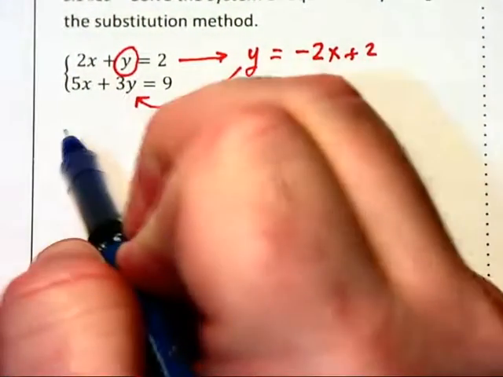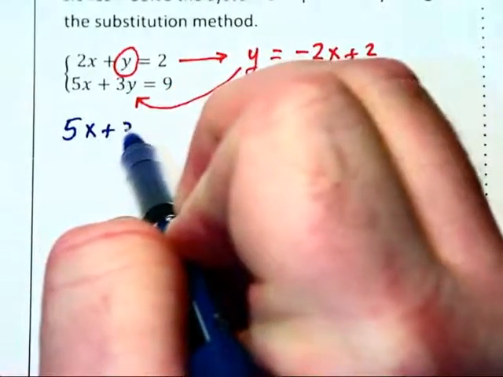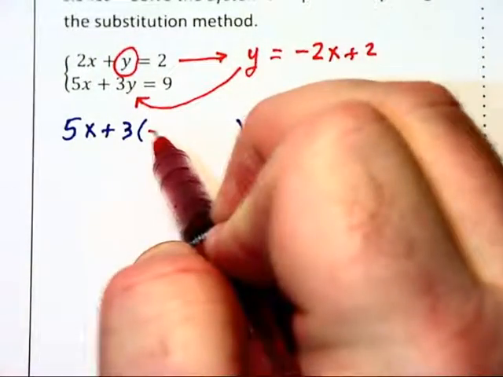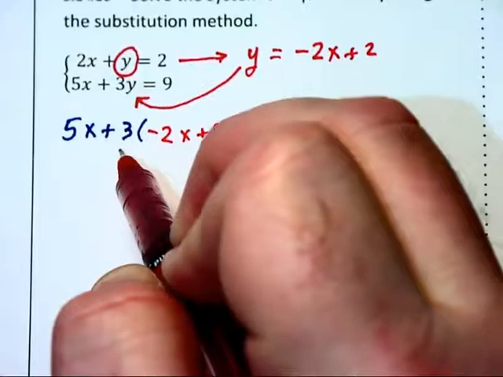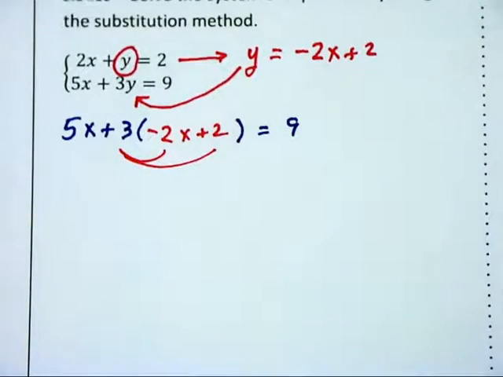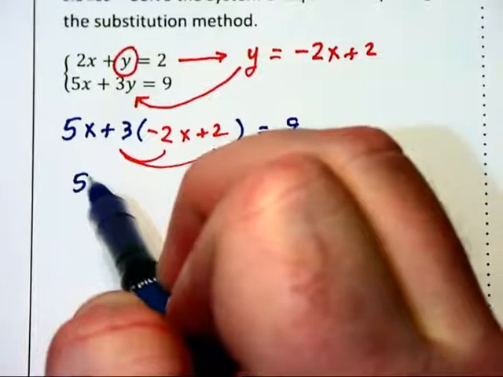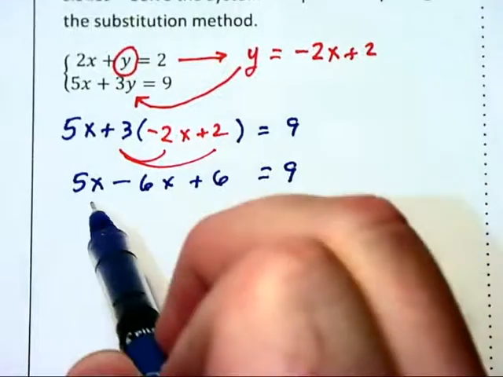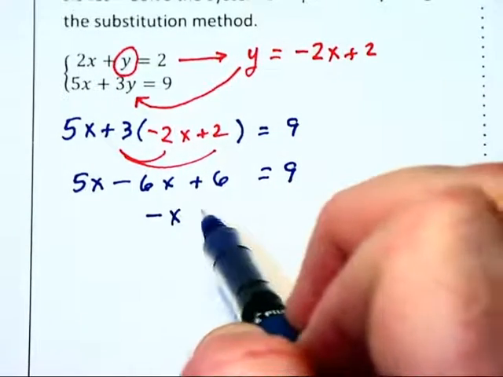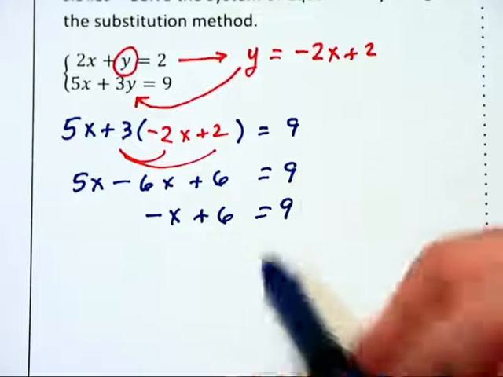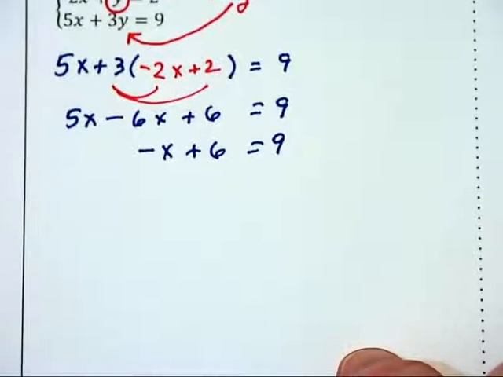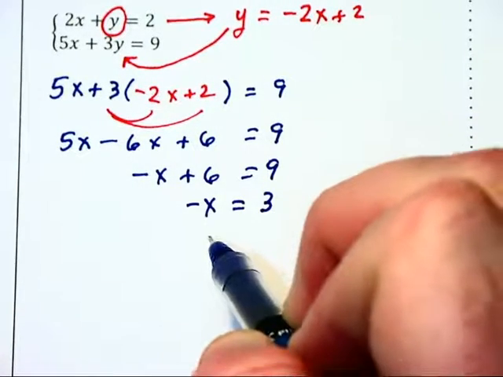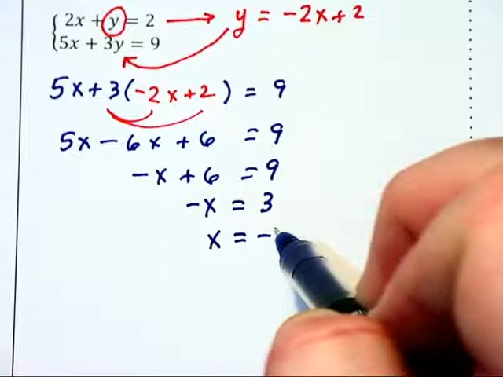The second equation now becomes 5x plus 3 times the input is equal to 9, and that input is negative 2x plus 2. So we will do some distribution and solve this new equation. We have 5x minus 6x plus 6 equals 9. Combining together, we have negative x plus 6 is equal to 9. Therefore, negative x is equal to 3, and dividing each side by negative 1, we have x is equal to negative 3.